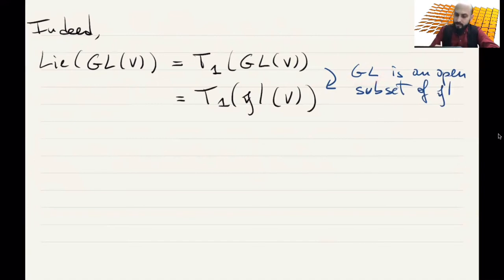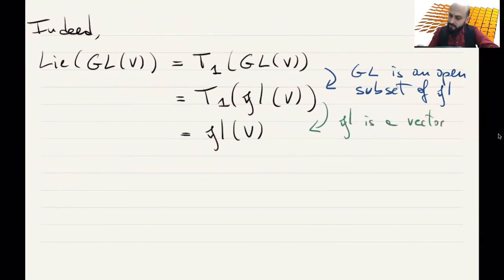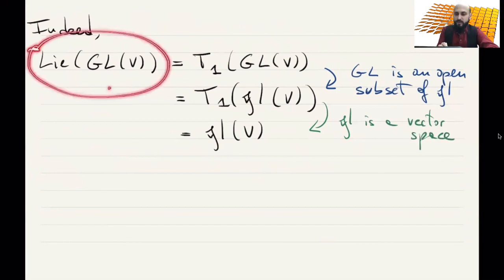Okay, and because this is a vector space, then the tangent at a point is isomorphic to the vector space itself. So GL is a vector space. Okay, so at least set-wise, we have an identification between this vector space and this vector space, okay?